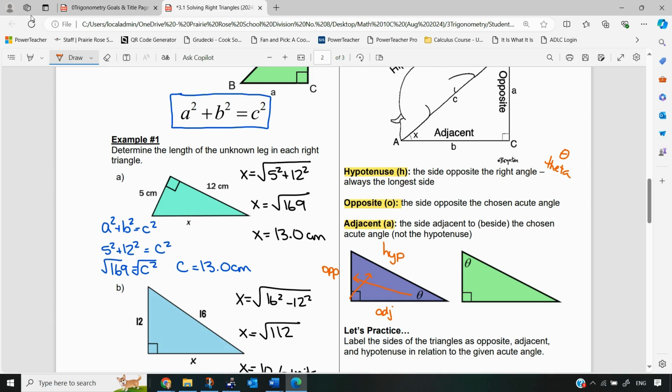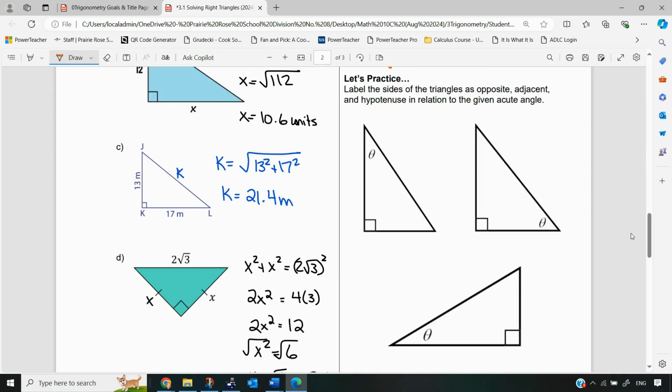For my next example, my angle is up in the top corner. Across from that angle would be opposite. Across from 90 degrees would be hypotenuse. And then the other side is adjacent. Now in trig, we're working with ratios for sine, cosine, and tangent, but everything is contingent upon you knowing how to label those sides. So if you mix up your sides, you mix up your opposite and adjacent, none of your ratios will work. What I'd like you to do is pause the video, try these on your own, and then come back and check your work.